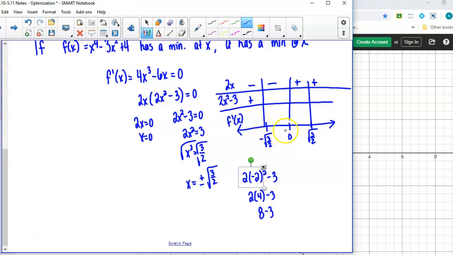A number between 0 and negative root 3 over 2, that could be like negative 1. So 2 times negative 1 squared minus 3, that just ends up being 2 minus 3, which is negative. This one's negative, this one's positive. We go through and check those. So I end up with a negative, positive, negative, positive for the derivative.